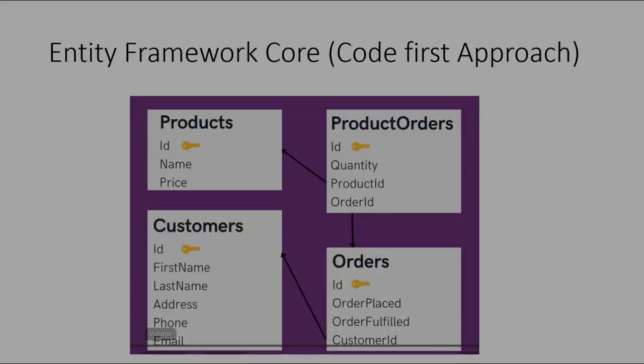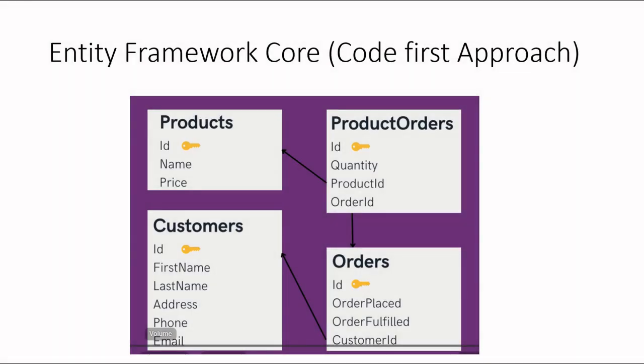So the first chapter is Entity Framework Core, and the first lesson is the code first approach. Code first approach means we are going to generate the SQL script by first writing the code, meaning the models, and based on the models we'll generate the SQL tables in the SQL database.